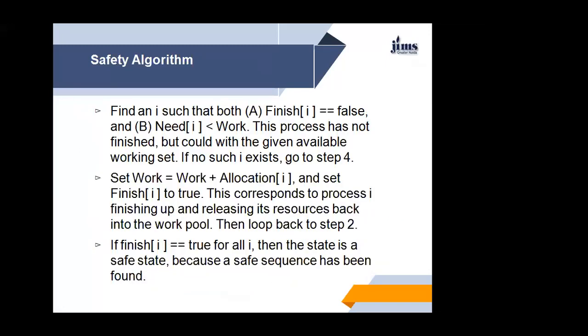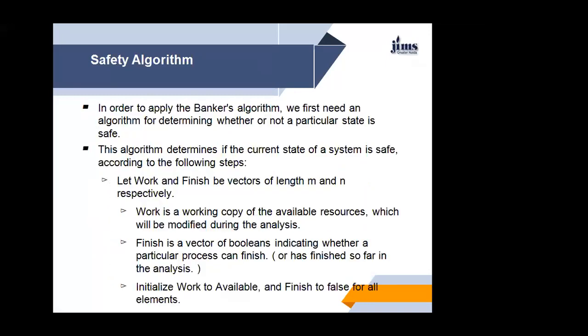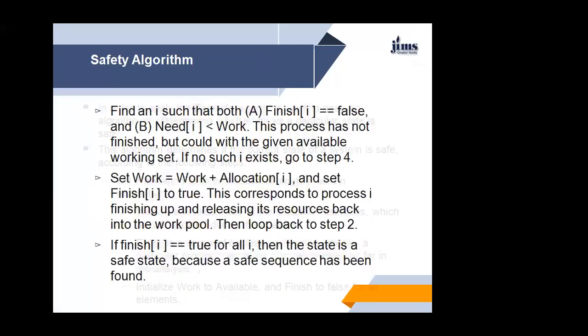In the Banker's algorithm, there are four things we have to remember: the available resources, the maximum resources, the allocation, meaning how many resources have been allocated, and the need. These data structures we will use in this algorithm.